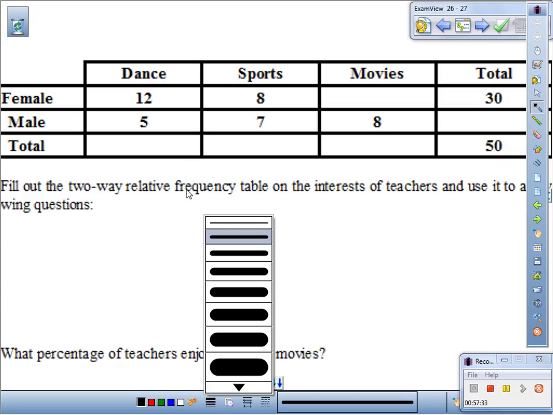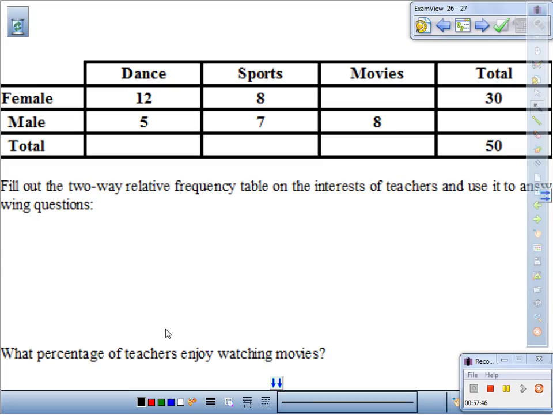Justin, are you doing work? I don't see you doing work. Oh my goodness.